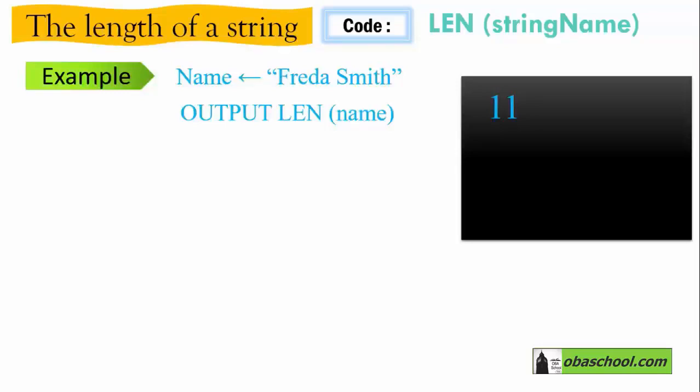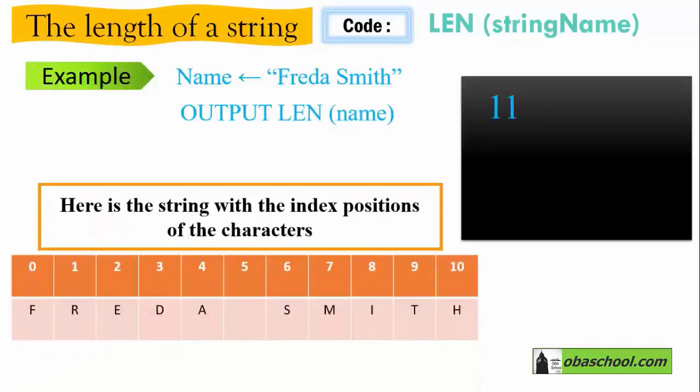Why 11? Okay. So here is the string with the index positions of the characters. Let's look at them. F1, R2, E3, D4, A5, S6, M7, I8, T9, H10. So we have 10 letters. Then why is the length 11? The length is 11 because when the computer calculates the length, it also counts the space. That means the space is counted as a character.